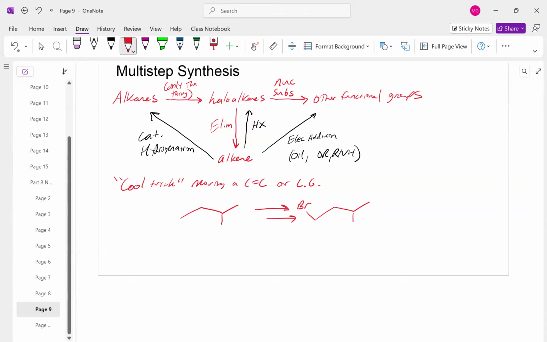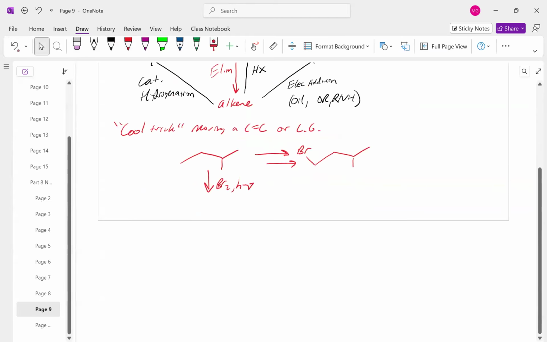Because if we try to do, let's say, a free radical halogenation, where is that bromine going to go? It's going to go where I can form the most stable radical, which on this substrate is a tertiary position. Okay, so that's the only thing we can do to put a leaving group on there. That's the only thing we can do with an alkane. So we're kind of stuck in terms of a variety of reactions. There's only one reaction we can do, and this is it.